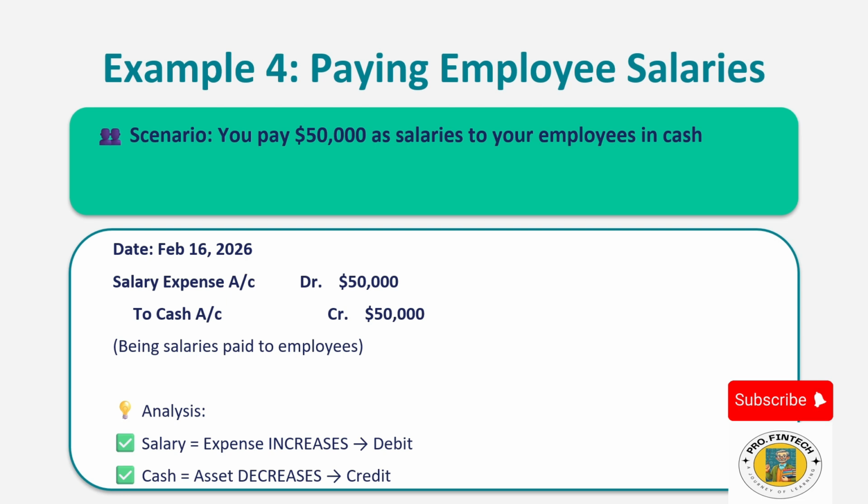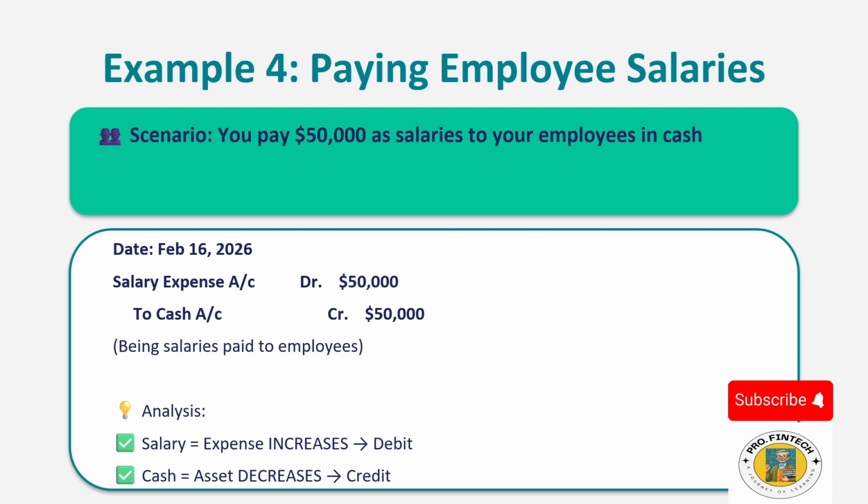Now DEA LER rule. Salary expense is in the DEA. Cash is also in DEA. Debit and credit rule. Salary expense is increasing. We are incurring cost. Debit. Cash is decreasing. That's credit. The entry. Salary expense account debit 50,000 to cash account credit 50,000, being salaries paid to employees. This is probably one of the most common entries businesses make every month.